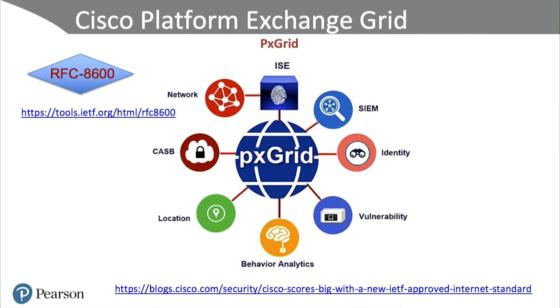ISE has something called PXGrid, which is basically an RFC standard based on the old XMPP protocol, so it's a publisher-subscriber model. So basically, ISE can publish contextual information out, and other systems can subscribe and pull that information in. It works with a number of different third-party systems, from security incident event management systems to vulnerability management systems, behavioral analytics, and so on. This is now an RFC standard, so it's no longer Cisco proprietary, it's actually an RFC that is out there as an industry standard. You can read more about it in the link at the bottom of the slide.